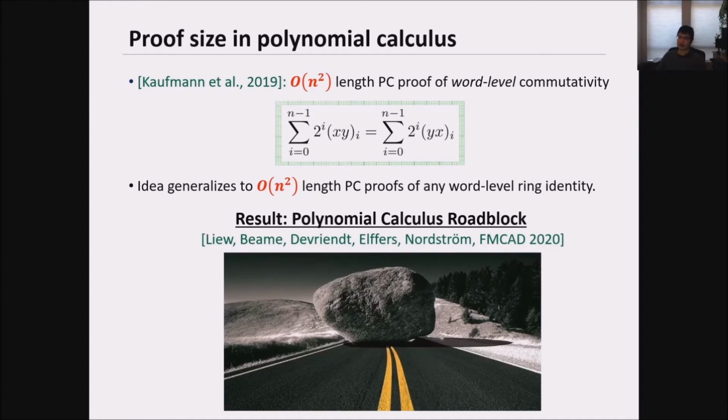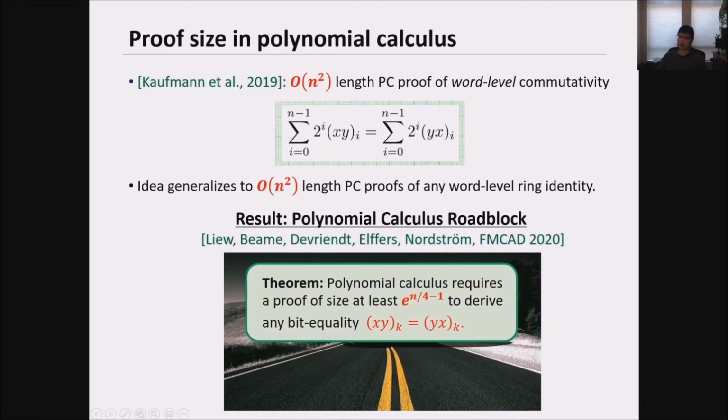Well, not so fast. We found a proof complexity obstacle to this approach of using Gröbner basis reduction. And so we showed the following theorem, which says that polynomial calculus requires an exponentially large proof in order to derive any individual equality between the pair of bits between xy and yx. Even if we're given this equation that says that xy and yx have the same value, we can't deduce that the individual bits are equal efficiently in polynomial calculus.